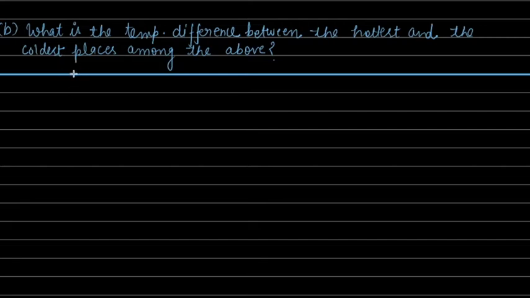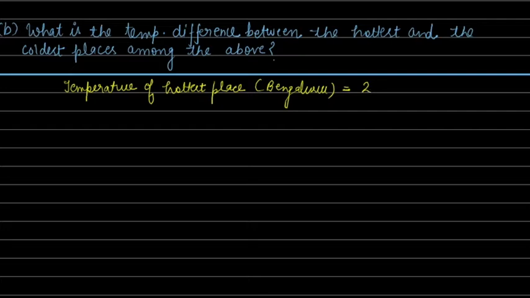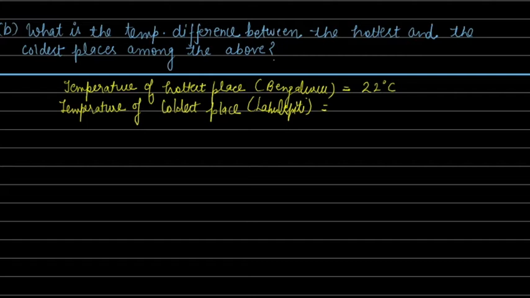So how will we do that? First, we will write these statements. Temperature of hottest place. Which is your hottest place? It is Bengaluru. How much is the temperature? It is 22 degrees Celsius. The next statement we will write as temperature of coldest place. Coldest place means where the temperature is going in negatives, and it is Lahaul Spiti. And how much was the temperature there? Minus 8 degrees Celsius.